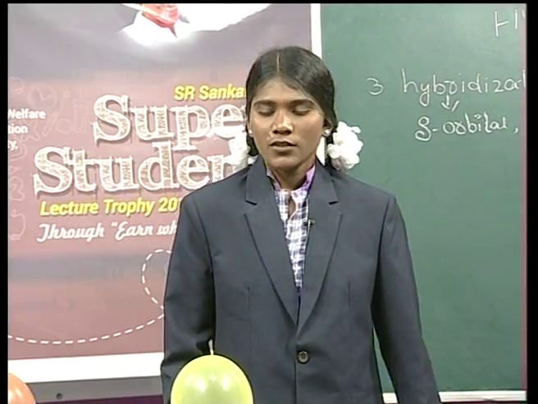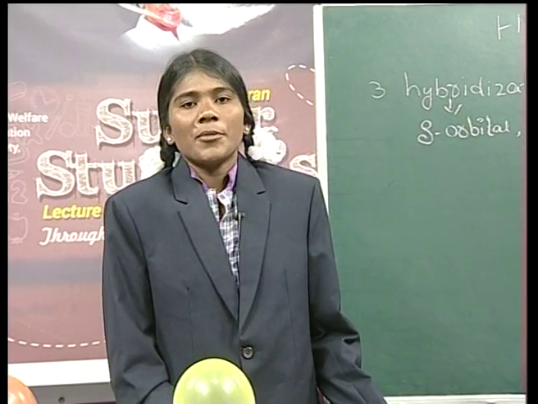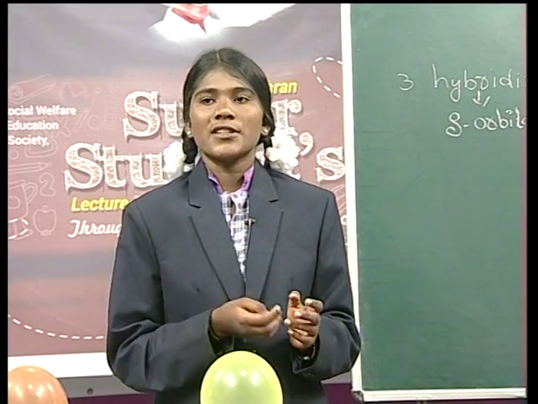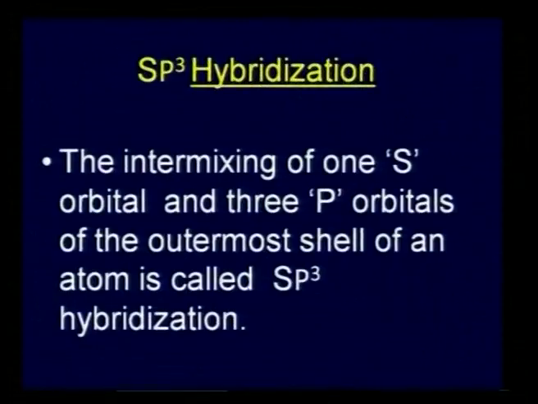Now we are going to discuss sp3 hybridization. Friends, what is meant by sp3 hybridization? The intermixing of one s orbital and three p orbitals of the outermost shell of an atom is called sp3 hybridization. See this slide. The intermixing of one s orbital and three p orbitals of the outermost shell of an atom is called sp3 hybridization.